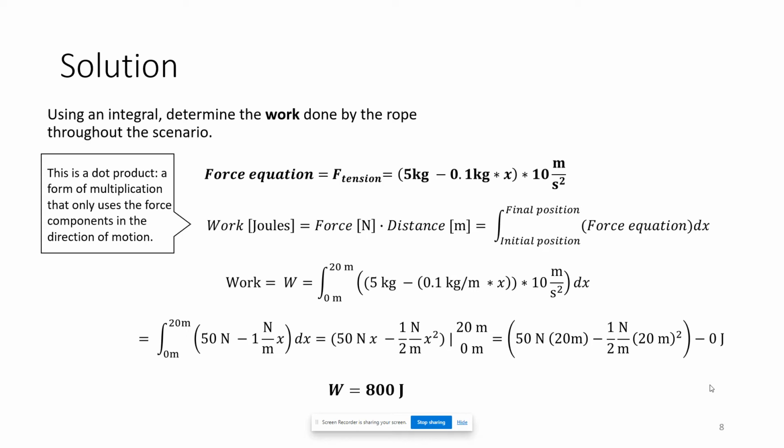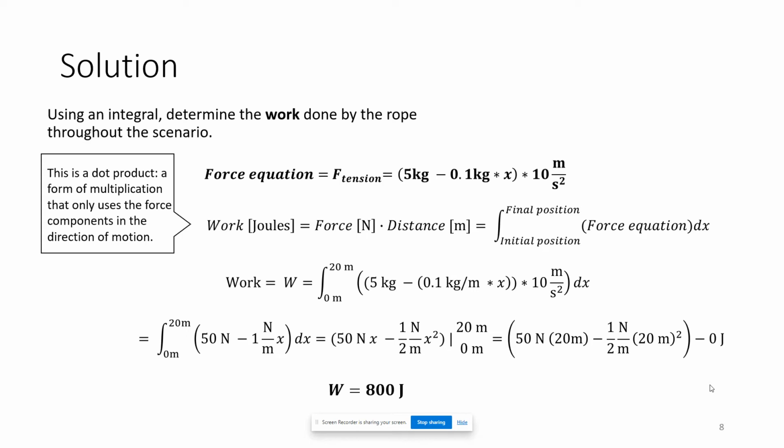So plugging in everything we know, our initial position is 0 meters and our final position is 20 meters. We also know our force equation is going to be the initial mass minus the change in mass based on the displacement, times g. When we solve that a little more, we can see that it's going to be 50 newtons minus 1 newton per meter times the displacement. So basically we multiplied that g into the equation to get a simpler thing to look at.